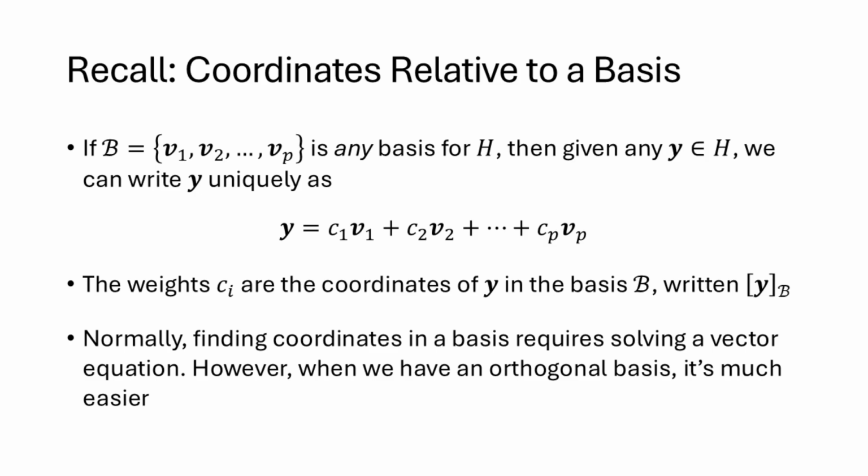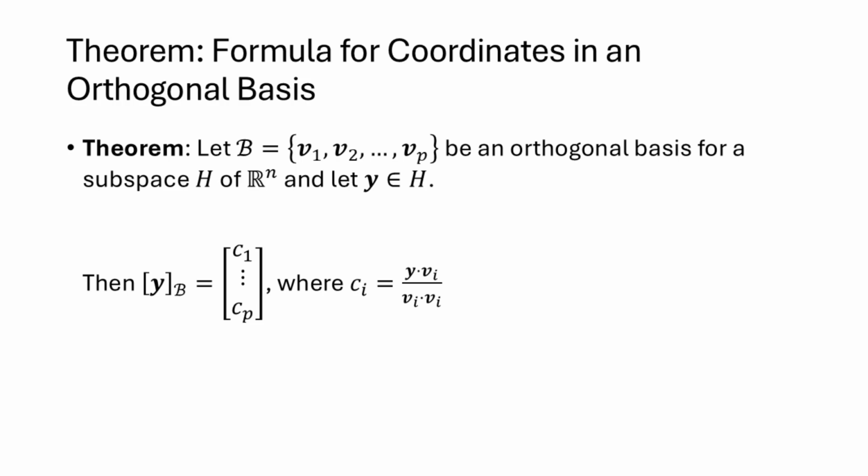Now, normally, the way that we find these coordinates is by solving the vector equation that you see here. We solve that equation for the c's, and that tells us what the coordinates are. But this theorem tells us that when we have an orthogonal basis, the coordinates are much easier to compute, and in fact, all we need to do is compute y.vi divided by vi.vi for each of our basis vectors, and those will give me the coordinates of the vector y.